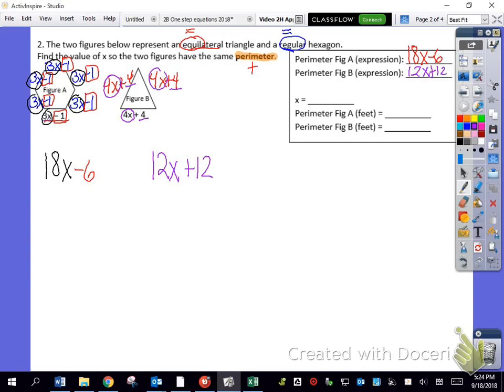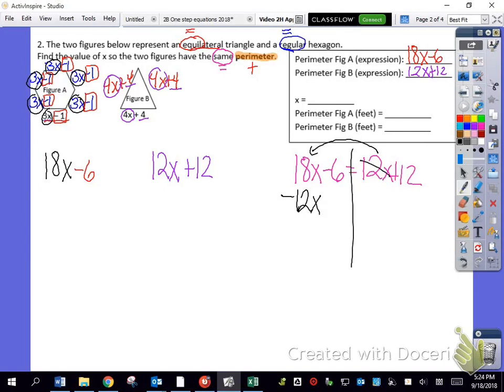Now, the question says if they have the same perimeter, so same is equal. So I'm gonna set those equal to each other. 18x minus 6 equals 12x plus 12. And now I want to solve. So draw your line. 12x moves to the other side, becomes a negative 12x. And then negative 6, or minus 6, becomes plus 6. Okay? So now we're going to collect like terms. 18 minus 12 is 6x, and then 12 plus 6 is 18.